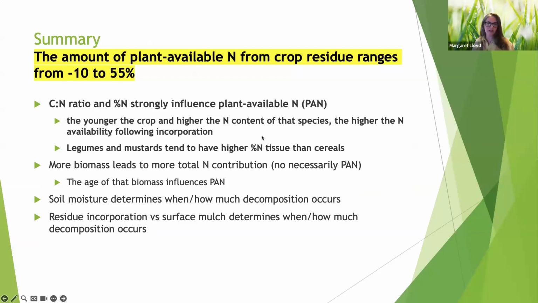The younger the crop and the higher the nitrogen content of that species, the higher the N availability following incorporation. And legumes and mustards tend to have higher percent nitrogen tissue than cereals. More biomass leads to more total nitrogen contributions, but not necessarily plant available nitrogen. And the soil moisture is going to influence how and when that decomposition occurs.